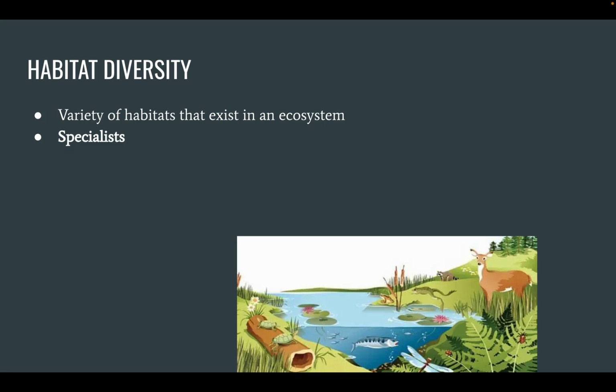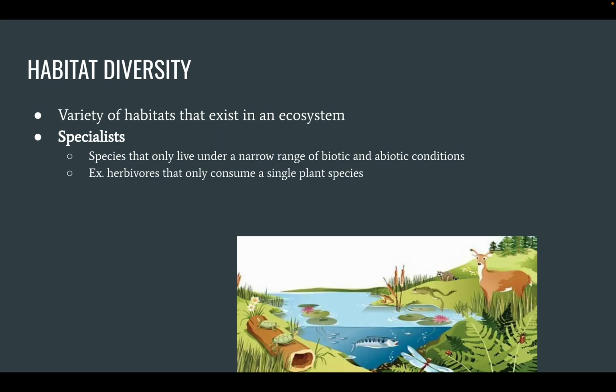Now, within these different species, we can categorize them into specialist or generalist. So specialists are species that only live under a narrow range of biotic and abiotic conditions. For example, herbivores that only consume a single plant species, like koalas, only live among eucalyptus trees and eat eucalyptus leaves. They're highly specialized. If all the eucalyptus trees were to die out or start to become extinct, their population would be immediately affected because that's their main food source and place of shelter.